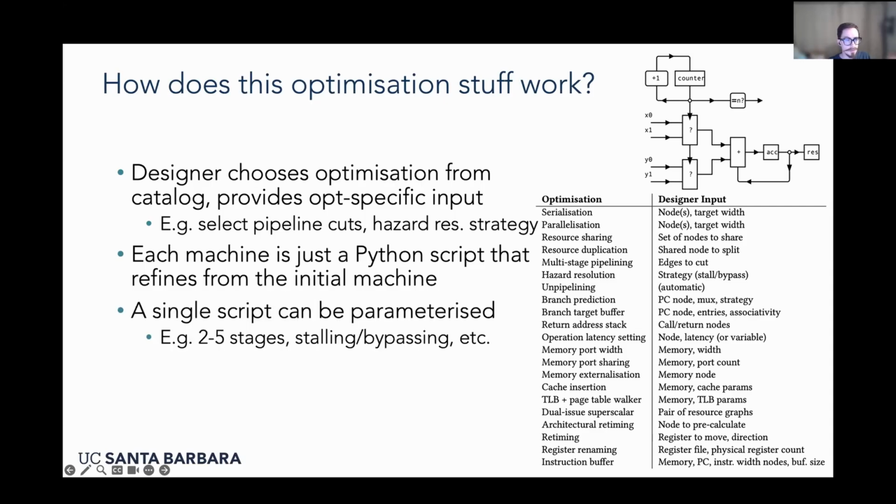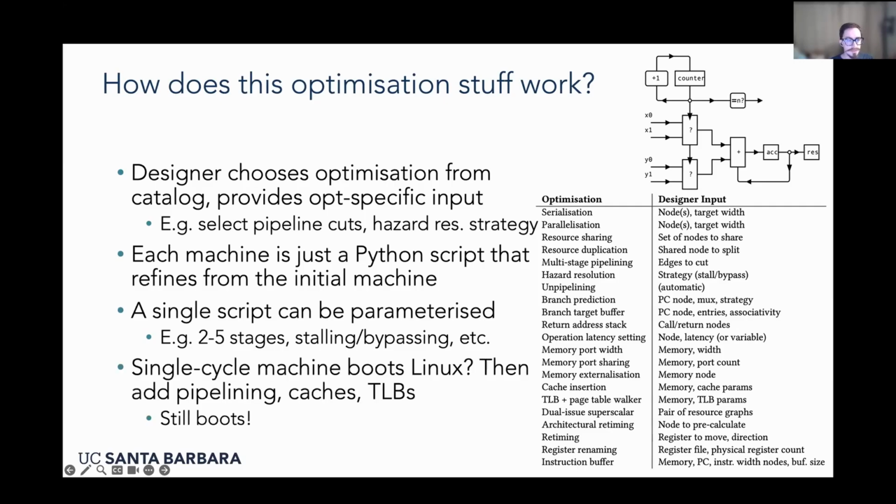You can write a script that's highly parameterized, number of stages, etc., whatever it is. And so ideally, then you can take your single cycle machine, which boots Linux, add pipelining, add caches, add TLBs and page table walkers, and then that thing should still boot Linux. And I have a demo of that, not to show, but I have a demo where I can do that for RISC-V.